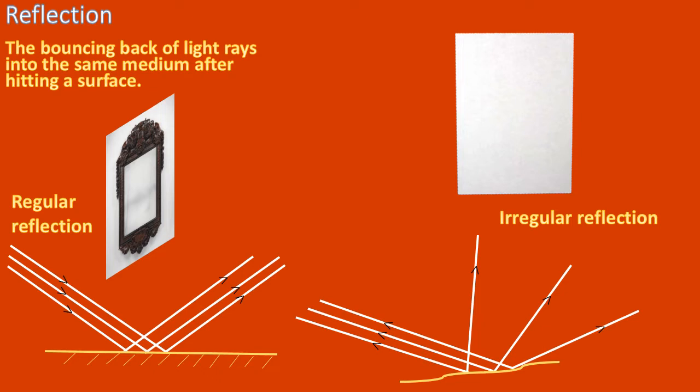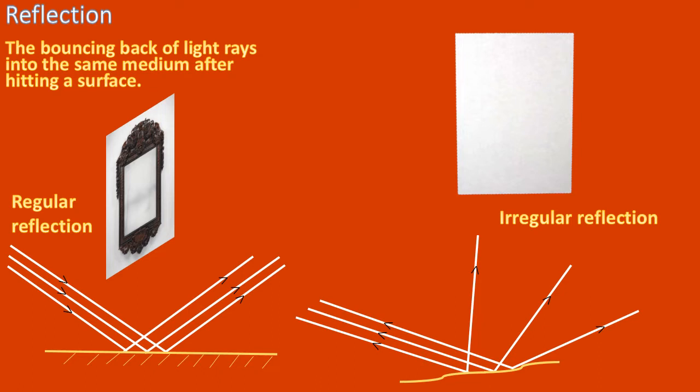What is the similarity between these two objects, a mirror and a paper? Yes, both of them reflect light. What happens when we hold the mirror next to us? Can we see our image in it? Yes. Can we see our image in paper? No. So what is the type of reflection that takes place in a mirror and that of a paper?